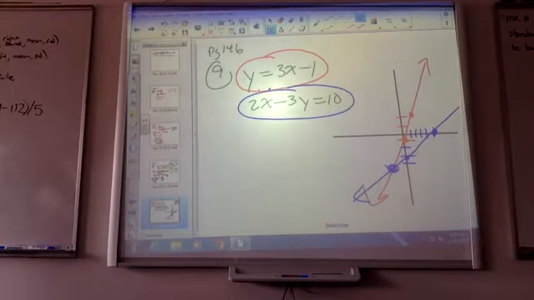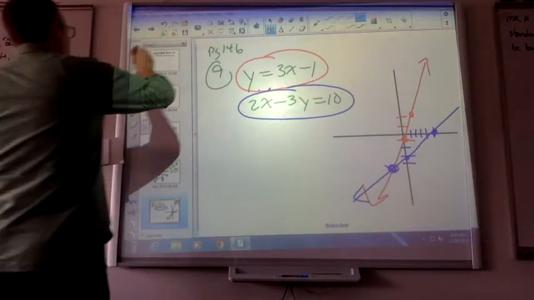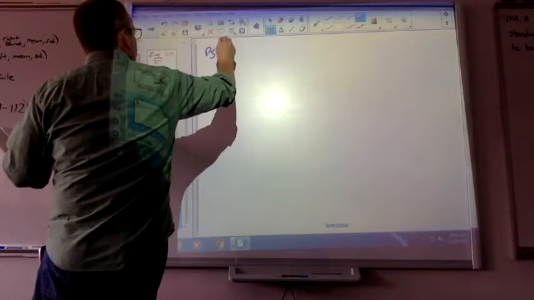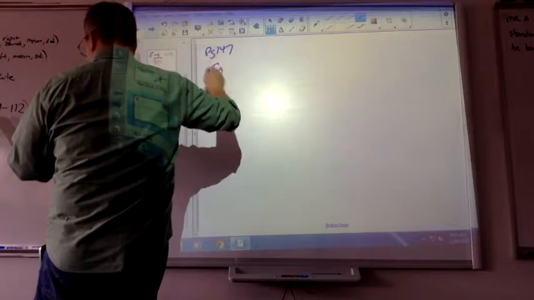Okay, suppose you want to join a gym. Colorado Athletic Club charges an initial $480 plus $40 per month. 24-hour fitness charges no initial but $55 per month. Write an equation for the cost of C, or for the Colorado Athletic Club. Okay, so this is on page 147. This is number 10.